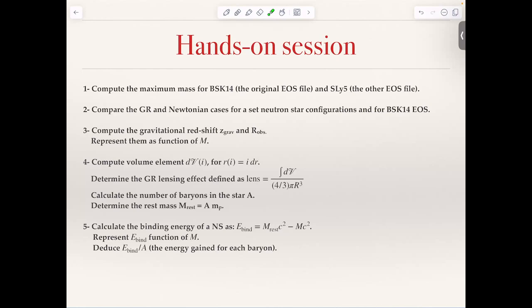So the first question is to compute the maximum mass. You have two equations of state: BSK 14 and SLY 5. These are two files, so you can just change the name of the file. And I ask you to compute the maximum mass.